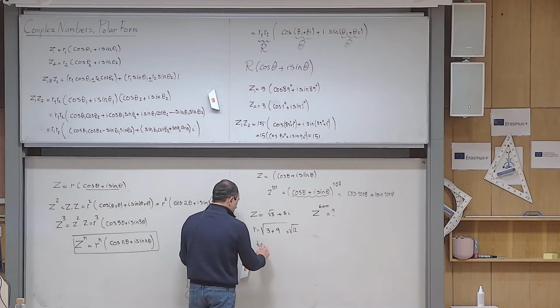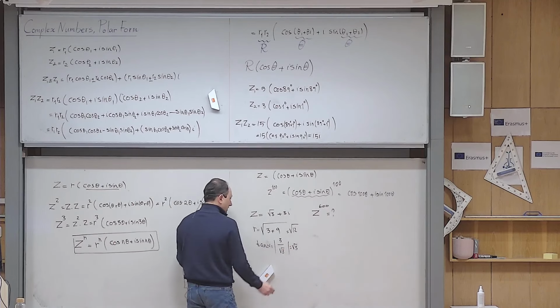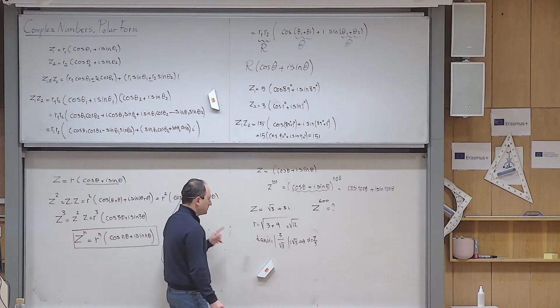Do you remember the formula I told you? Tangent of alpha is what? Is the absolute value of the imaginary part divided by the real part. If you simplify that, it becomes square root of 3. And then what do I get? I get alpha is pi over 3, 60 degrees. But what about theta?